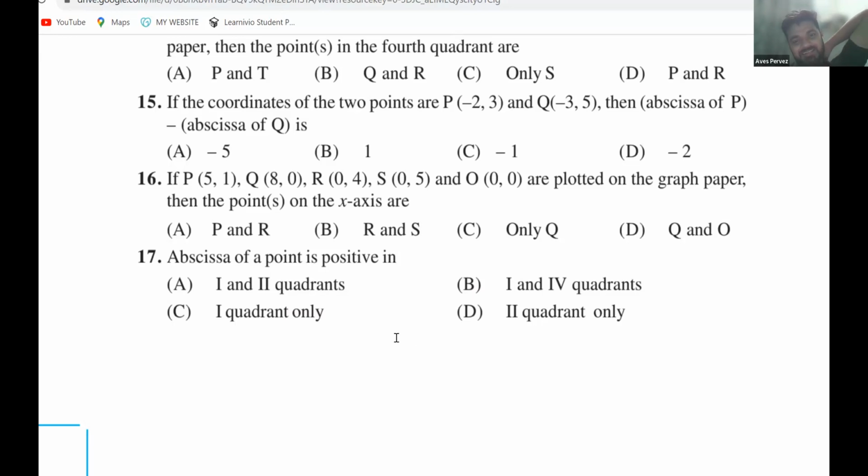Okay, very good. So in question 17, what we need to do is: the abscissa of a point is positive in the second and first.